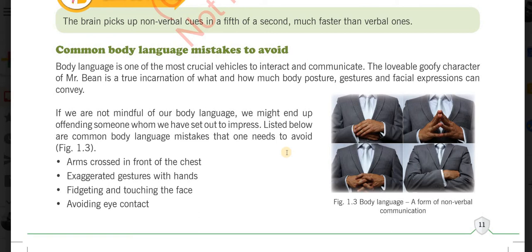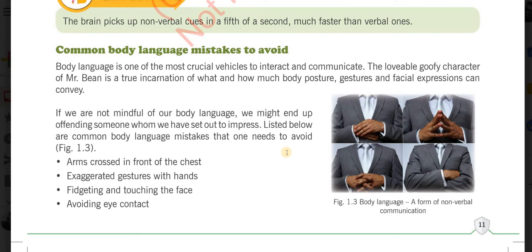Exaggerated gestures with hands. Sometimes we use our hands and we shake our hands too much. We do these types of things. So just don't do this, and don't follow these body postures.